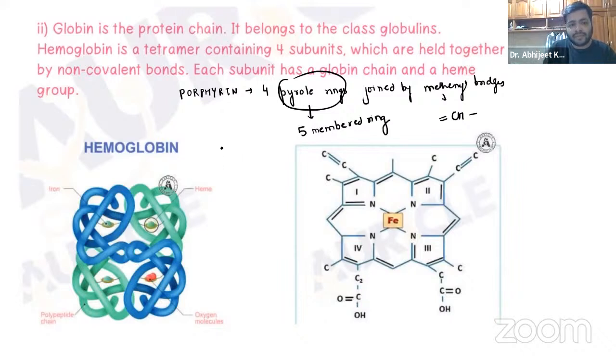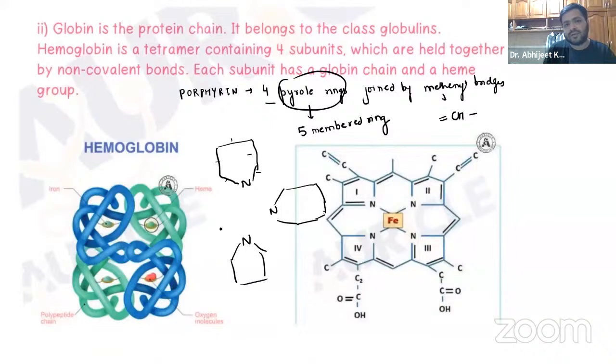Remember, this ring is just like this, containing nitrogen over here. You can see the number 1, 2, 3, 4, and 5. This is a five-membered ring. And how many pyrrole rings are there? We have four pyrrole rings. So we have to draw it in the same manner, guys. These are the four pyrrole rings, and they are joined together by these methynyl bridges, right? That is something you have to remember.